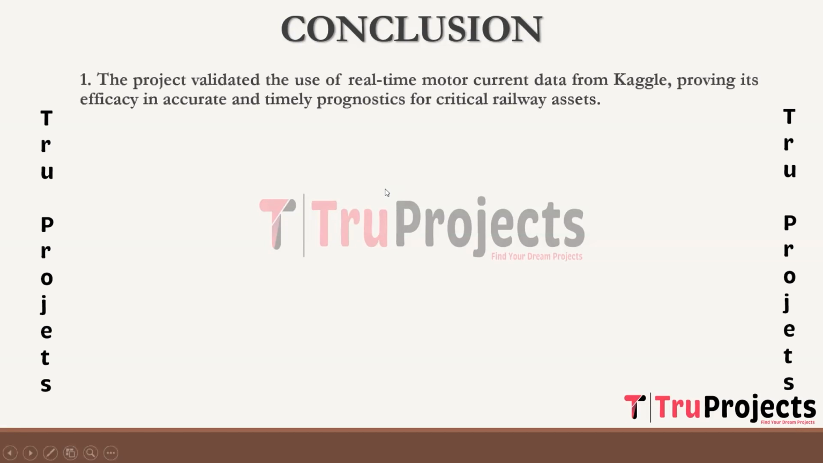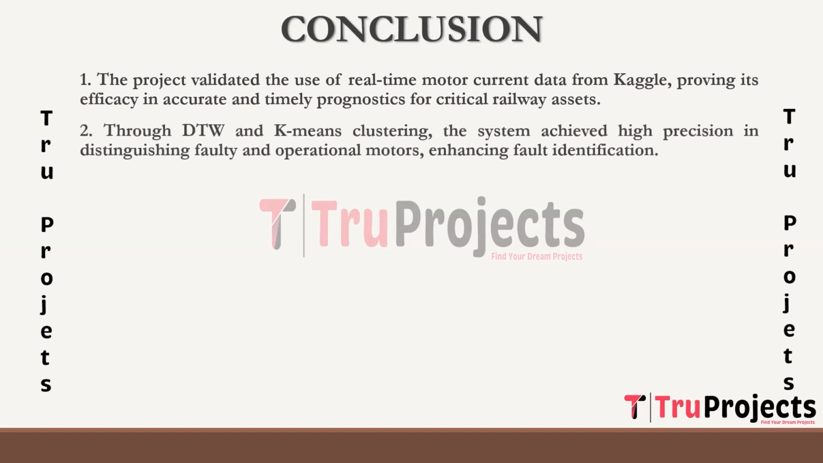Conclusion of the project. The project successfully validated the innovative approach of utilizing real-time motor current data from the Kaggle prognostic dataset, showcasing its effectiveness in providing accurate and timely prognostics for critical railway assets. Through the application of dynamic time warping and k-means clustering, the system demonstrated high precision in identifying faults by measuring similarity and categorizing motors into distinct clusters, effectively distinguishing faulty from operational units.